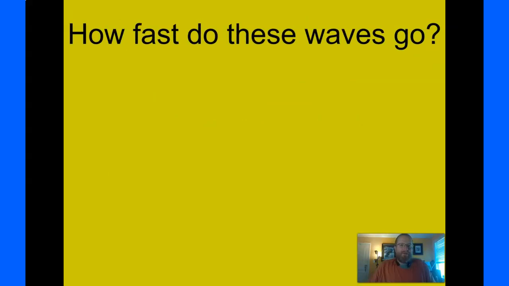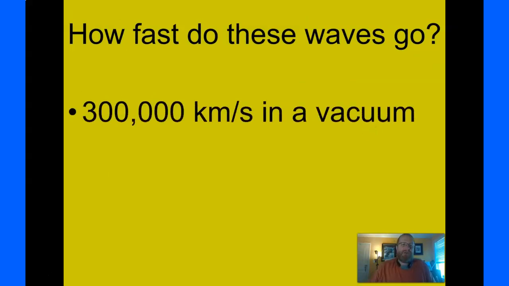Alright, how fast do these waves go? You know the speed of these waves is 300,000 kilometers per second in a vacuum. That is a rounded off number, but it's close enough for this. The Earth is only 24,000 kilometers, give or take, around at the equator. Let's round that up to 25,000 for a second. 300,000 divided by 25,000 is the same thing as 300 divided by 25, which is 12. In 1 second, light can go around the Earth 12 times. That's how fast light travels. It's pretty fast. It's faster than your car can go.